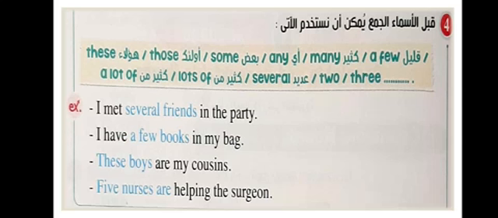Before countable nouns, you can also use quantifiers or demonstratives like these, those for the plural, some, any, many, a few, a lot of, lots of, several, two, three, or any other number. For example, I met several friends at the party. I have a few books in my bag. These boys are my cousins. Five nurses are helping the surgeon.